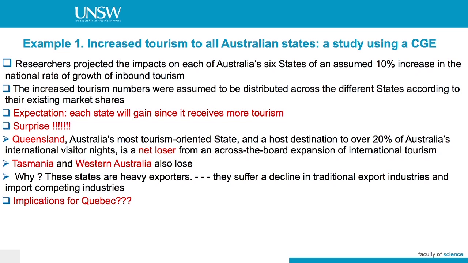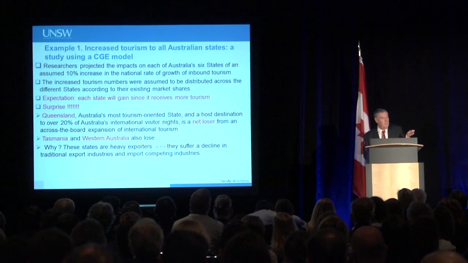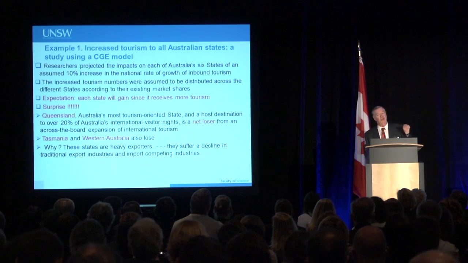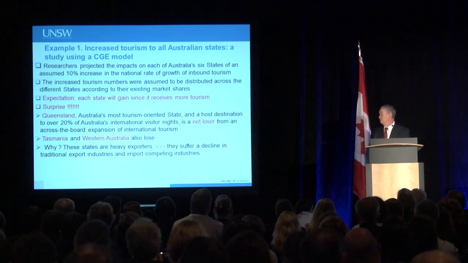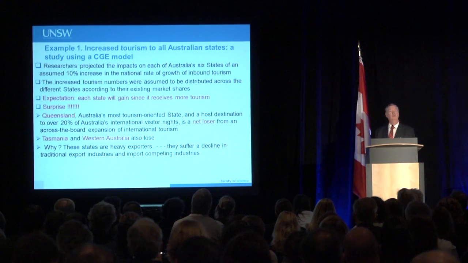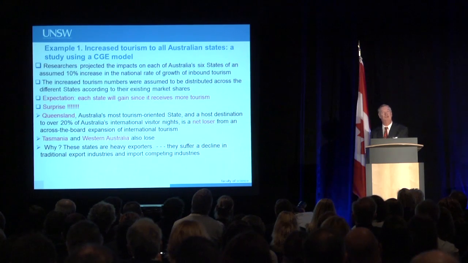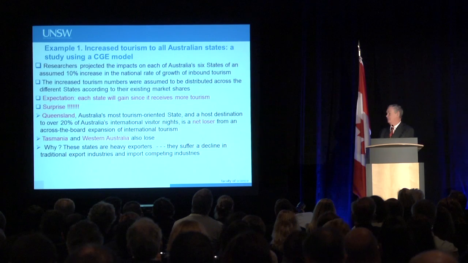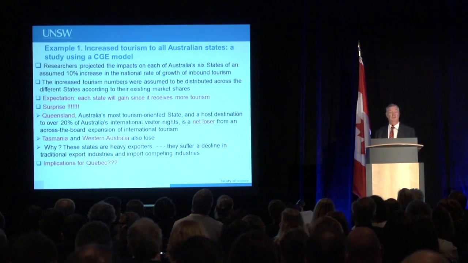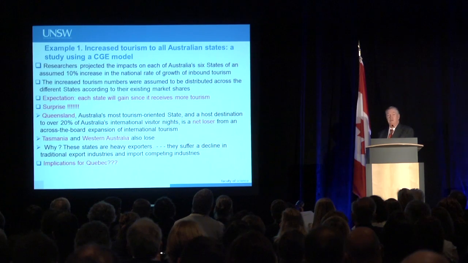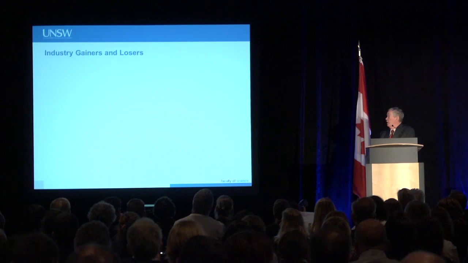And the reason is that these states are heavy exporters. And the additional tourism that's coming into Australia, with the upward pressure on the exchange rate, then affected our export industries and import competing industries. And so there was a loss of the traditional exports within those states. I ask, does Quebec have similar implications? I don't know, but I think that would be an interesting study that could be done.